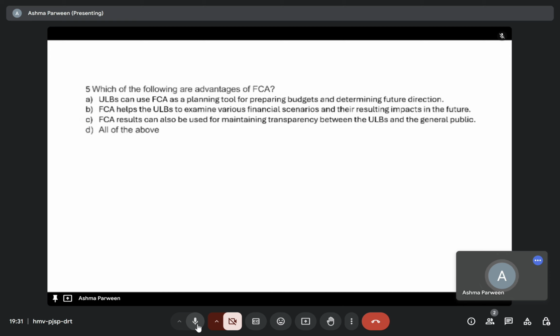So the question is, which of the following are advantages of FCA, that is full cost accounting? The first option is, urban local bodies can use FCA as a planning tool for preparing budgets and determining future direction. B, FCA helps the ULBs to examine various financial scenarios and their resulting impacts in the future. C, FCA results can also be used for maintaining transparency between the urban local bodies and the general public. Or D, all of the above. So again, I will give you 2 minutes. Just take your time, write the option in the chat box, and then we will discuss.